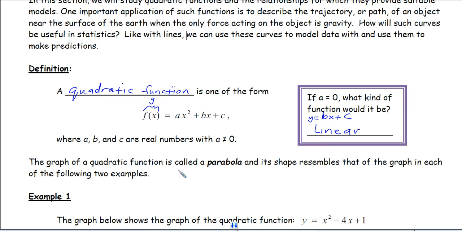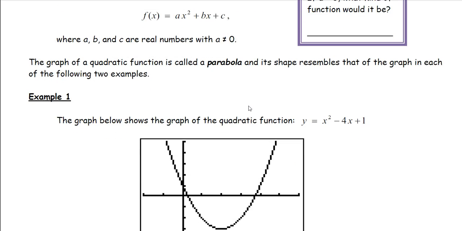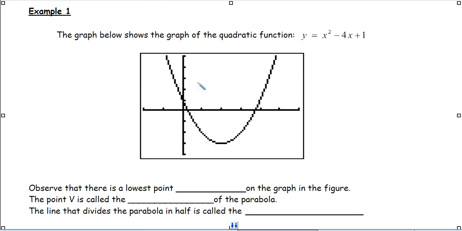The graph of a quadratic function is called a parabola, and its shape resembles that of the graph in each of the following two examples. Okay, example 1. The graph below shows the graph of the quadratic function y equals x squared minus 4x plus 1. And the first thing I want you to notice is what the general shape of these graphs look like.